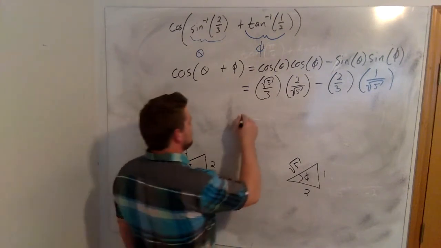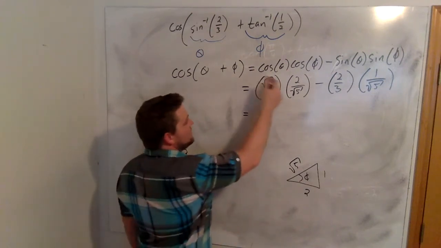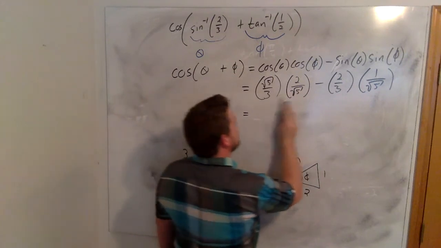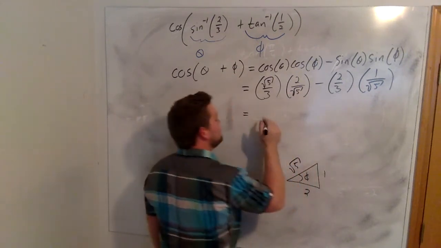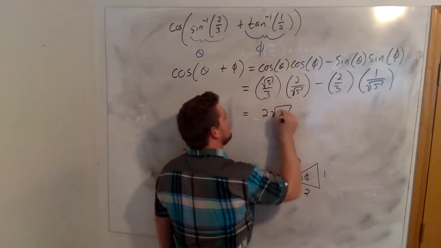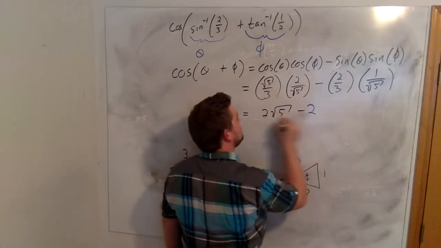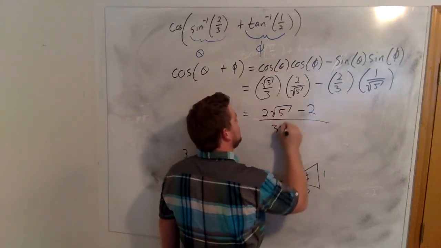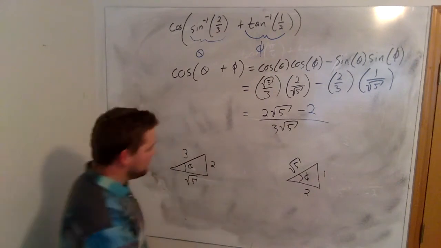So let's clean this up. I guess what you could do is cancel these root 5s right here, but I'm noticing I have this great common denominator already. So this is the same thing as 2 root 5 minus 2 all over 3 root 5. I'm totally fine with this being your answer.